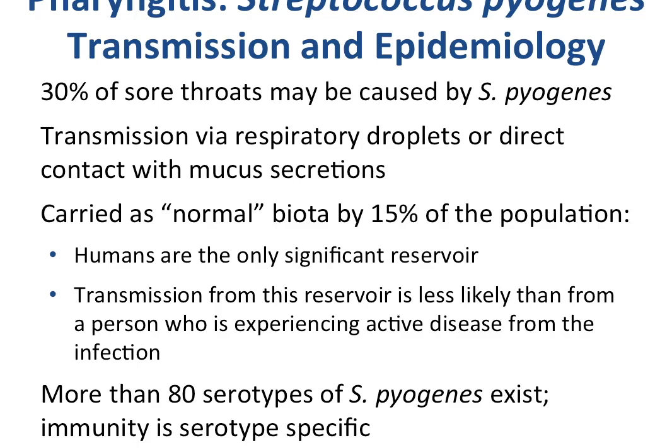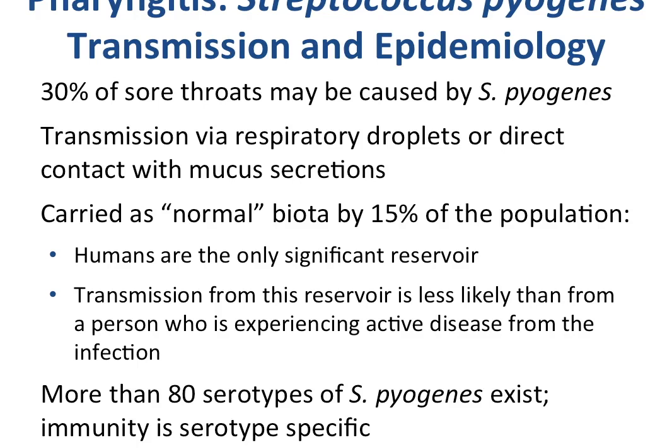So actually this bacteria is one type of normal beta, okay, 15% of the population have that. So human is the only reservoir, okay. However, it's less likely that the reservoir can transmit this bacteria. It's more like the transmission happened from the patients.